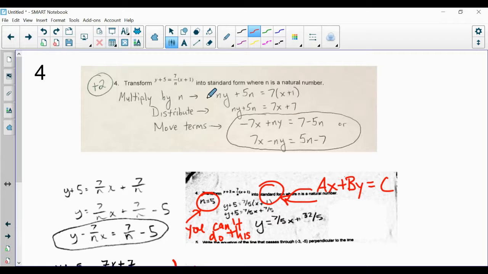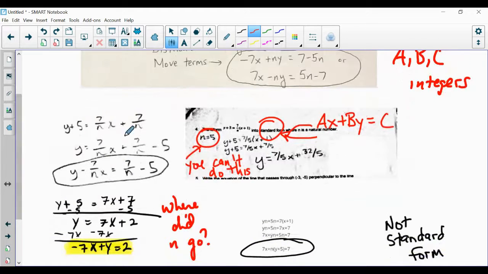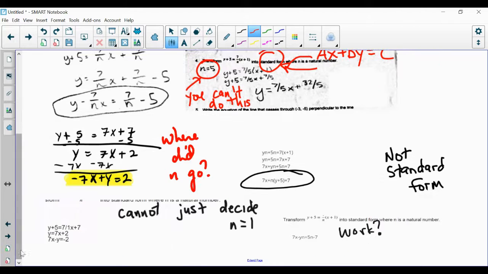Problem 4, you have to multiply everything by n, distribute. A lot of people forgot the distributing. And then we need to get something that looks like ax plus by equals c. That's what standard form means. A lot of people were not doing standard form. In standard form, A, B, and C all have to be integers. So we didn't have integers here, and there were many that didn't have integers.